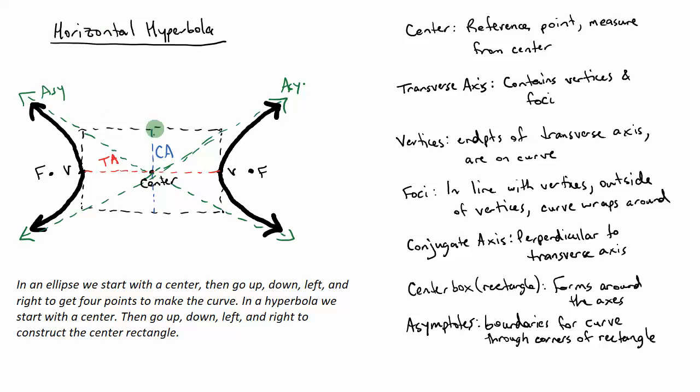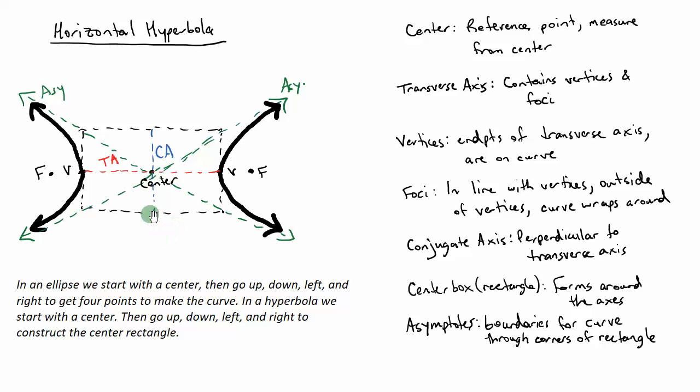In an ellipse, when we went up, down, left, and right using the major and minor axis, you would have a point here, a point here, point here, and point here, and then you would just draw the ellipse shape and you'd be done. But in a hyperbola, you start there, you go up and down, left and right. Your vertices are either left and right or up and down, and then you would construct the box, the rectangle, then the asymptotes, and then the curve to approach the asymptotes. Okay?